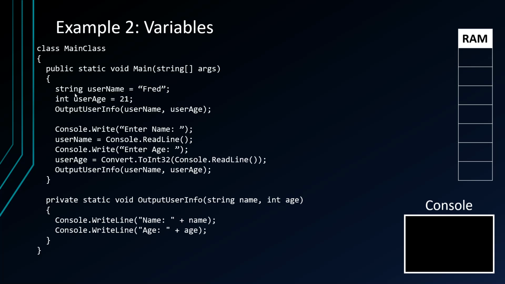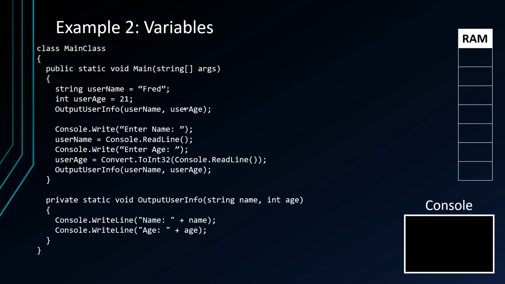You notice here this time I've created 2 variables, username and user age, and I gave them the values Fred and 21 respectively. Then I called output user info. Then below that, I'm actually overwriting the values of username and user age with user input. So we're retrieving it from the user this time. I have no idea what those values are going to be. Who knows what the user types in? And then we're going to call output user info again, but this time with whatever the user typed in.